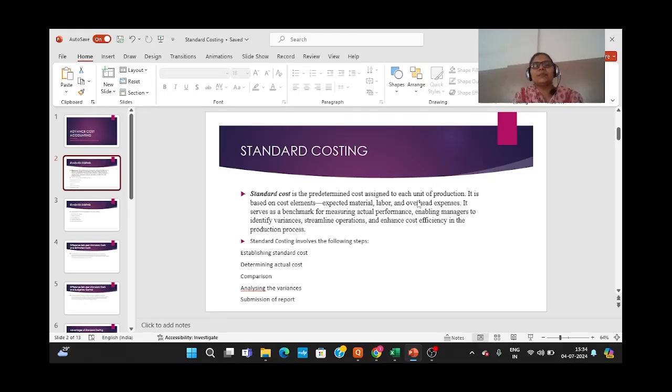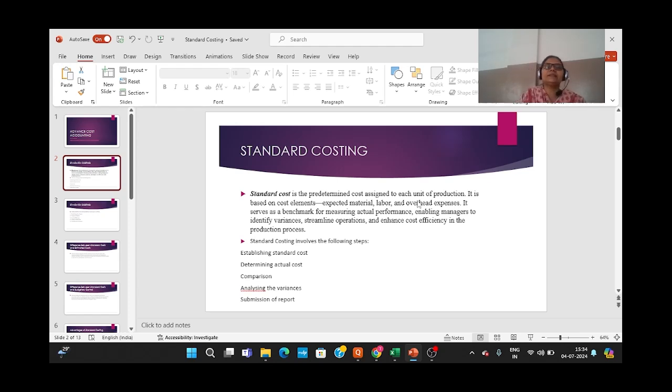Standard cost is the predetermined cost assigned to each unit of production. It is based on cost elements, expected material, labor, and overhead expenses. It serves as a benchmark for measuring actual performance, enabling managers to identify variances, streamline operations, and enhance cost efficiency in the production process.